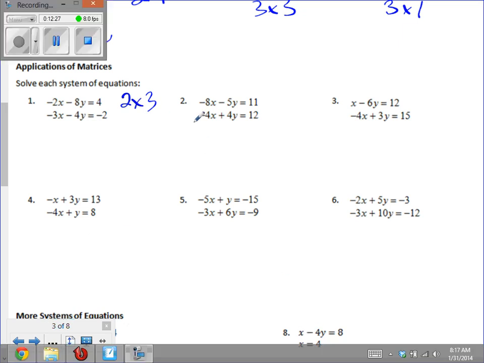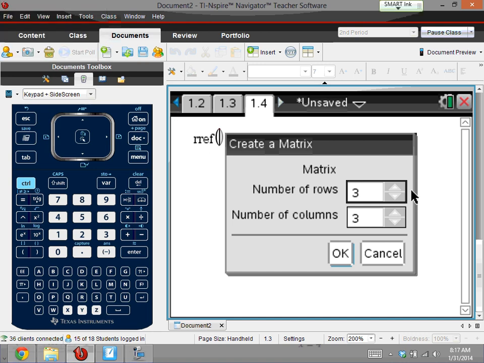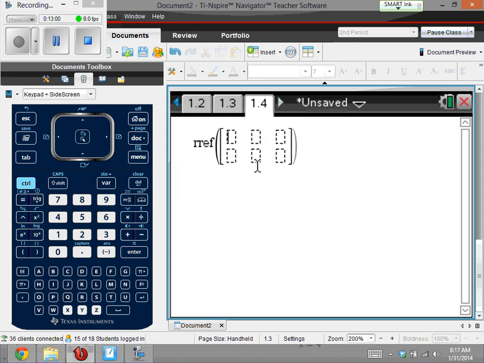We decided this was a 2 by 3 matrix, right? So 2 rows, 3 columns. And this is what it should look like. RREF, parentheses. If you forget the parentheses, guess what? Not going to work. RREF, parentheses, format, matrix. This one has 2 rows and 3 columns. Do we put in X and Y? We don't. Great question.